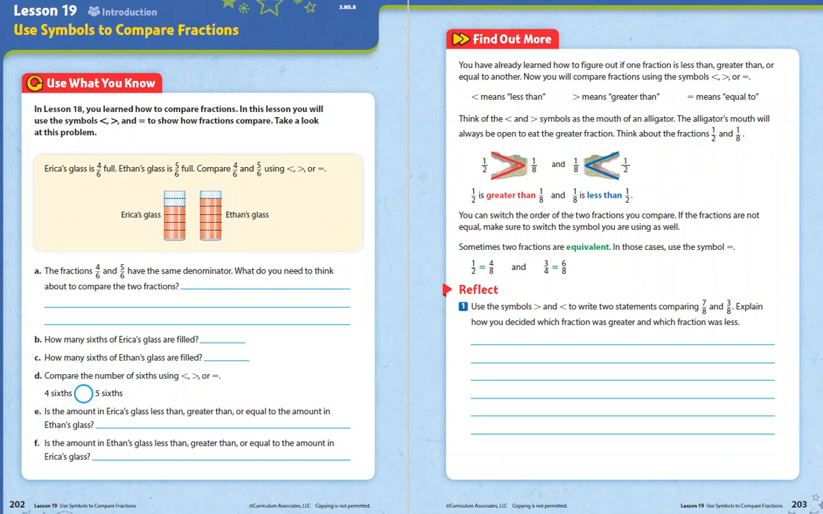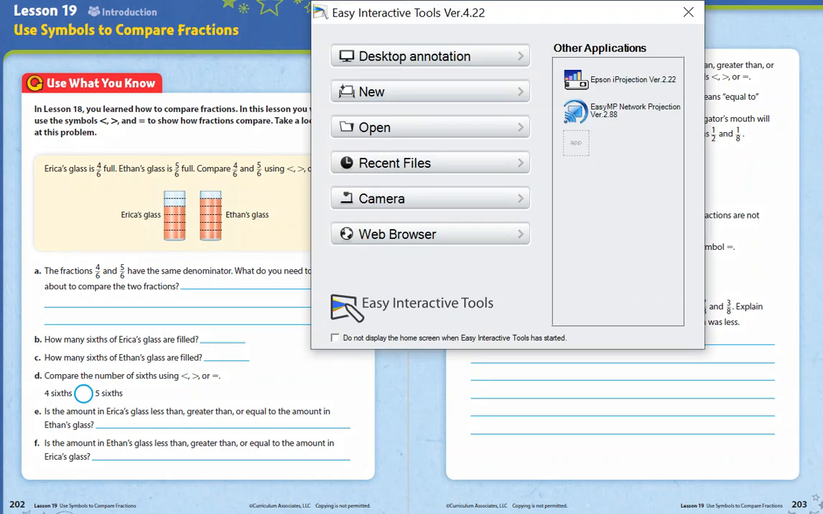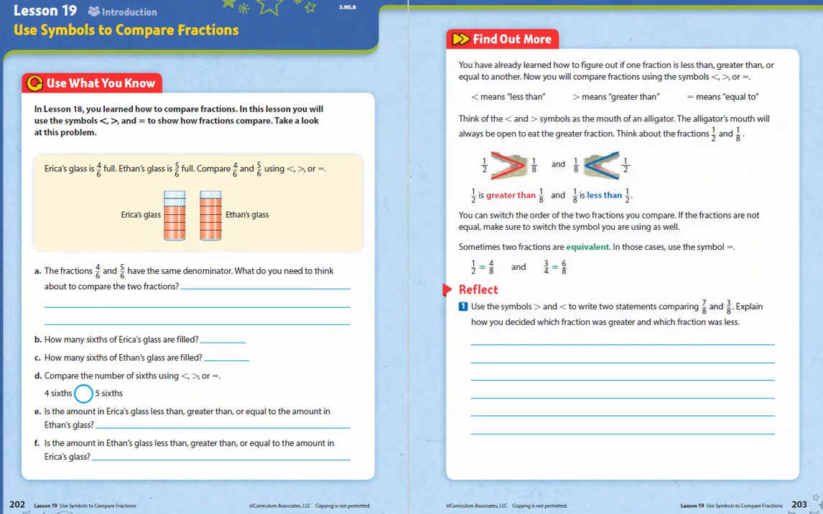All right, good morning. So today what we're going to be learning about is word problems with fractions. In lesson 18, we learned about how to compare fractions. Well, in this lesson, we are going to use the less than, greater than, and equal to symbols to show how we compare fractions.